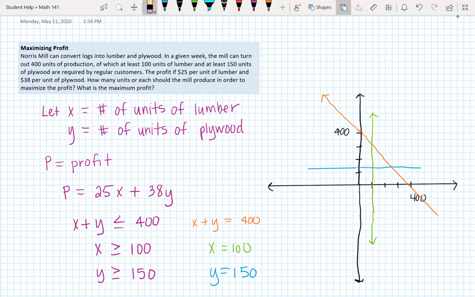I don't like where that is. It should be right on the line. Right here. I don't know what's happening with my pen today.